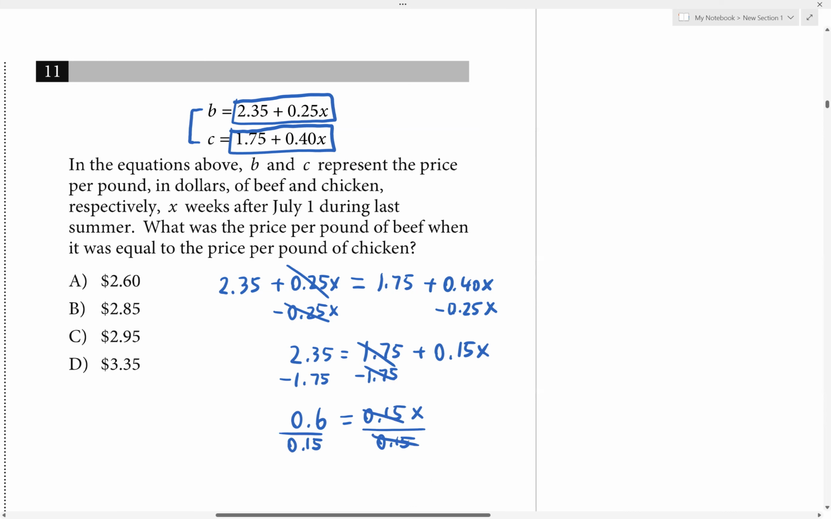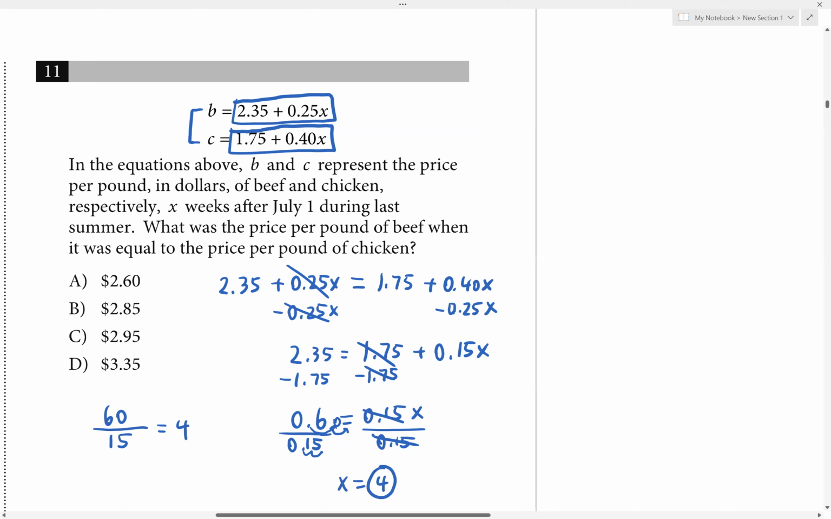You can write out long division, or since we have two decimals, you can also do this. We have 0.6 divided by 0.15, which is the same as 60 divided by 15. What you can do is move the decimal point to the right 2 times on the top and on the bottom. So it'll be 6 and we add a 0, so it'll be 60 over 15. This will be easier to think about. 60 divided by 15 should be 4. So we get x equal to 4.